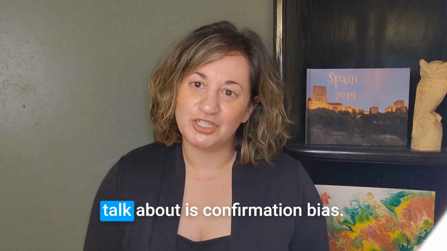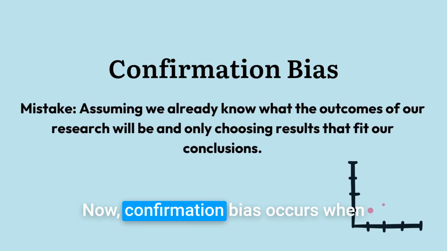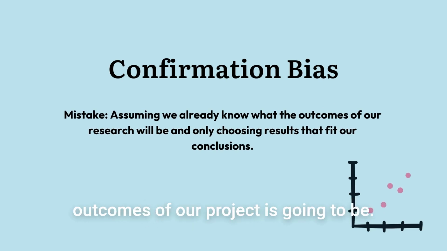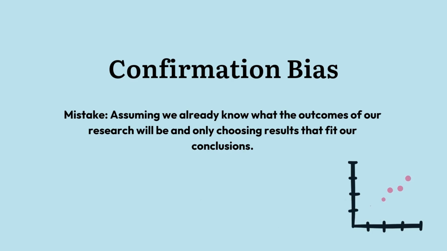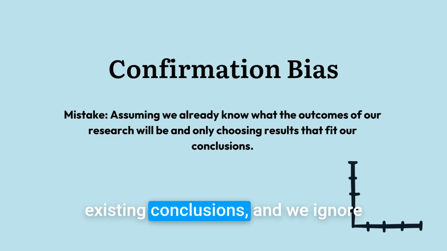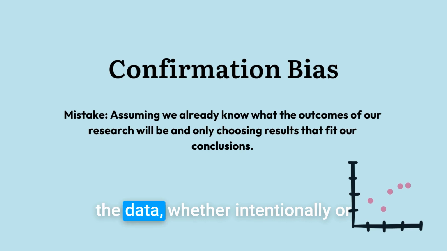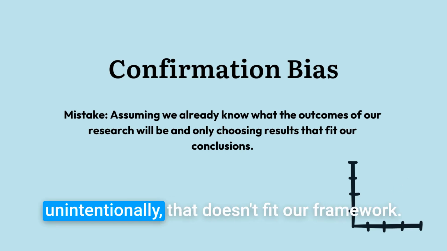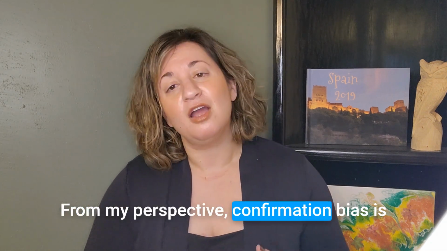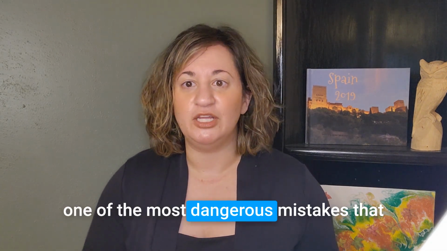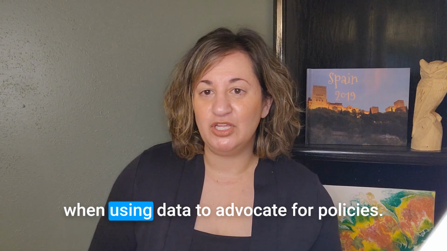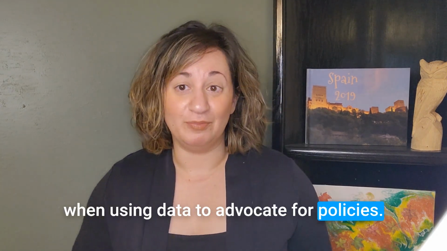The last bias we're going to talk about is confirmation bias. Now, confirmation bias occurs when we make assumptions about what the outcomes of our project is going to be. We use the data that supports our pre-existing conclusions, and we ignore the data, whether intentionally or unintentionally, that doesn't fit our framework. From my perspective, confirmation bias is one of the most dangerous mistakes that nonprofit organizations can make, especially when using data to advocate for policies.